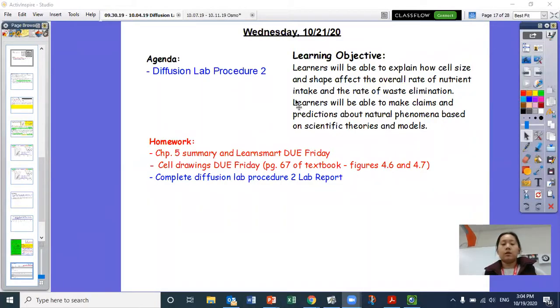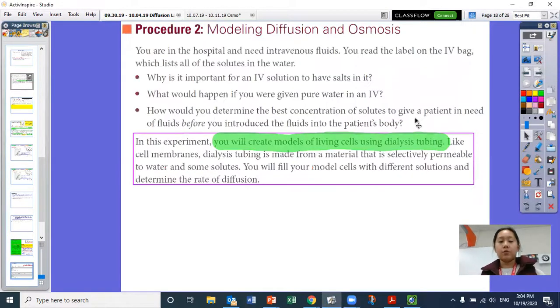All right, so as you can see for the agenda, we are doing diffusion lab procedure number 2. The objective is still the same as it will be for this whole unit. Make sure that you are completing your chapter 5 summary and Learn Smart, because that is due on Friday. And your cell drawings are also due on Friday, from page 64 of your textbook. The only thing that's actually due today is your diffusion lab procedure 2 lab report, which is not very long. But if you get confused along the way, it does make it a little bit harder to understand. So first off, we're going over this.